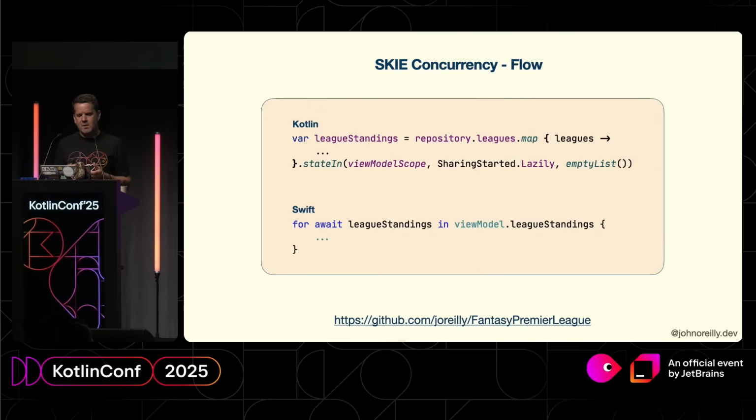And then likewise for consuming Kotlin flows from Swift. We have a Kotlin state flow shown here, and can then use Swift's for await to collect the values from it.